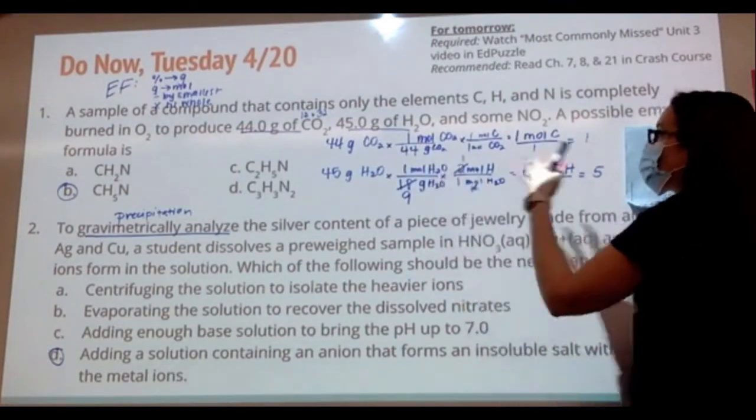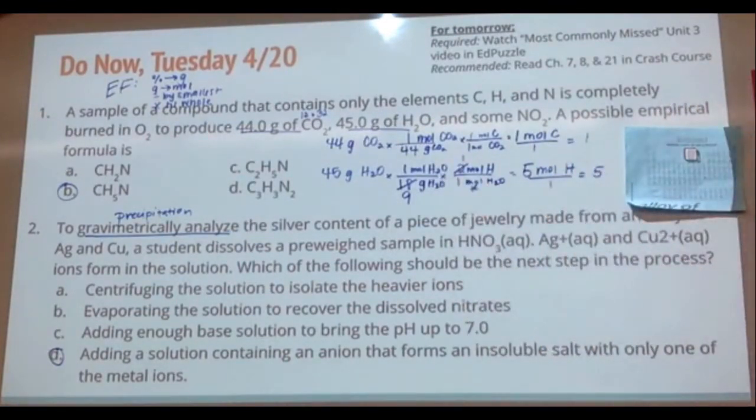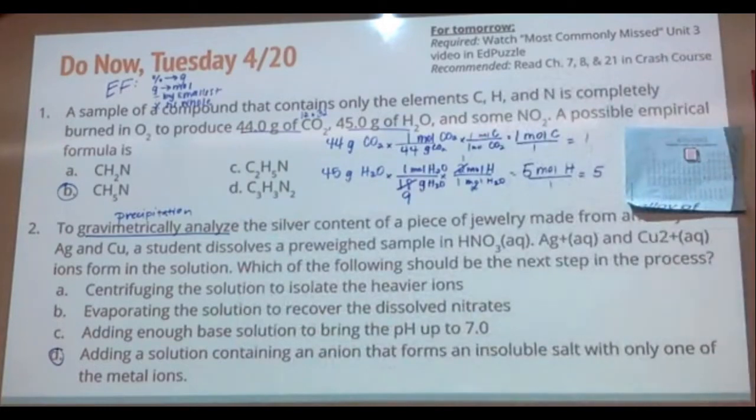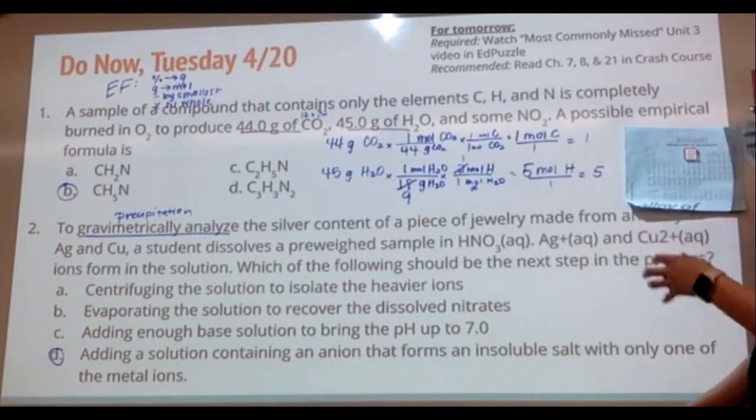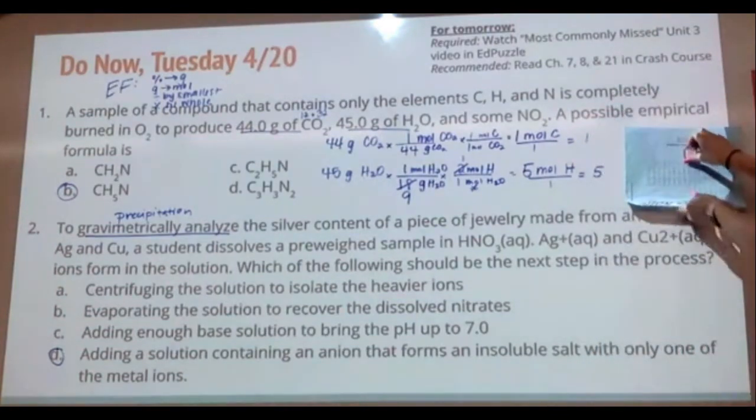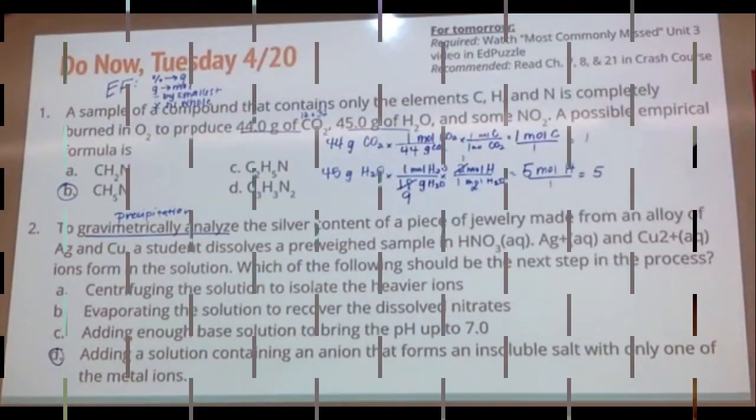So number 1 was looking at math without a calculator. We'll continue to look at those types of questions. Number 2 was focusing specifically on gravimetric analysis, which is the idea that we mix a solution to precipitate a solid, and then we would filter it, collect it, and find its mass. Any questions on the do now?